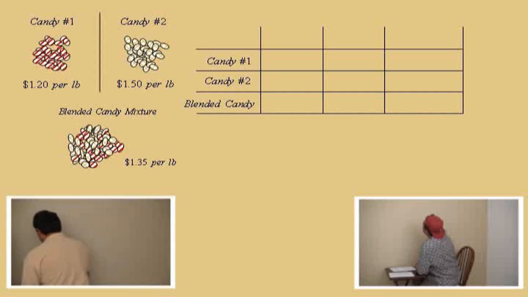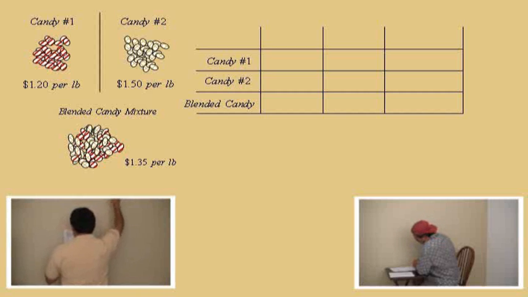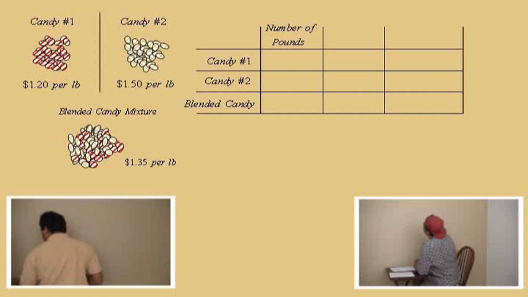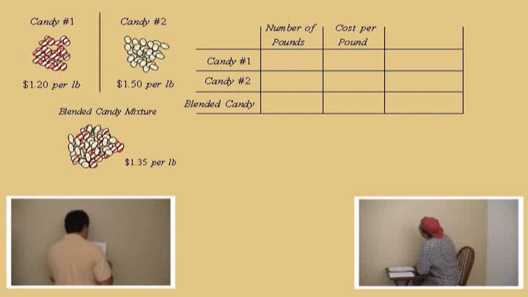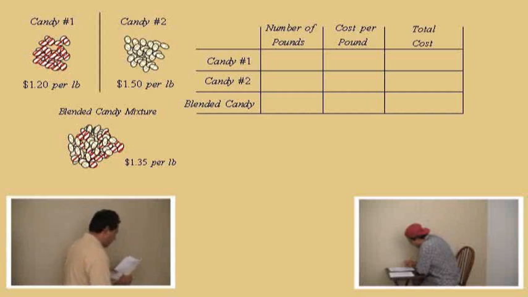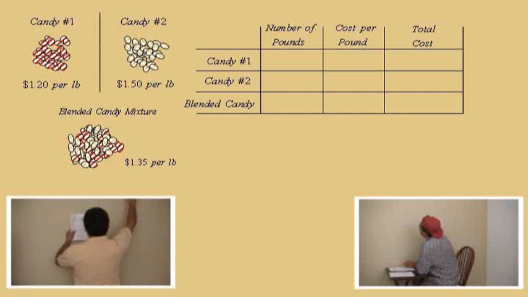Just as before, we need to figure out what times what equals what. So if we take the number of pounds and multiply by cost per pound, Charlie, that should give us a what? Total cost. A total cost, okay? So here's our equation for this problem: number of pounds times the cost per pound will give you the total cost.